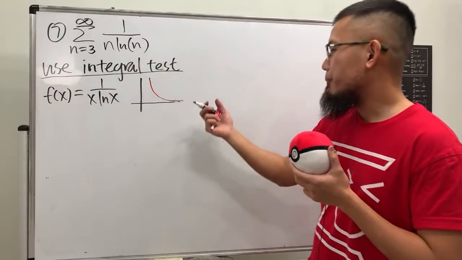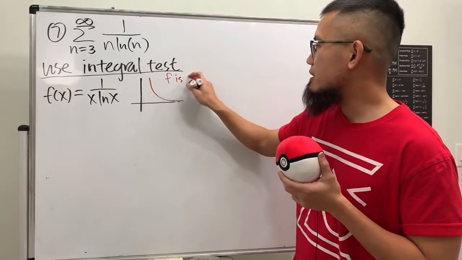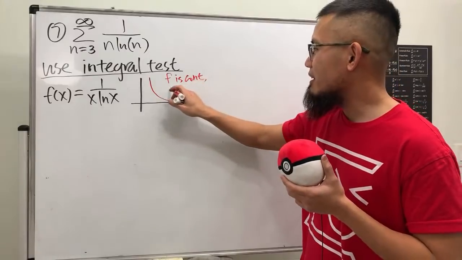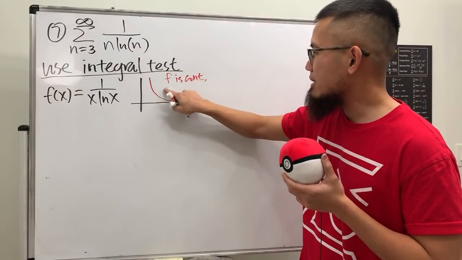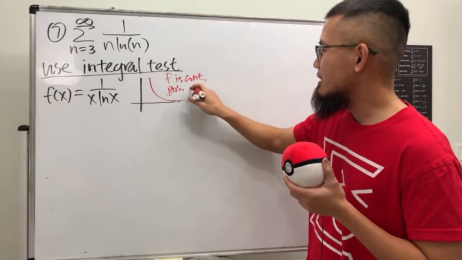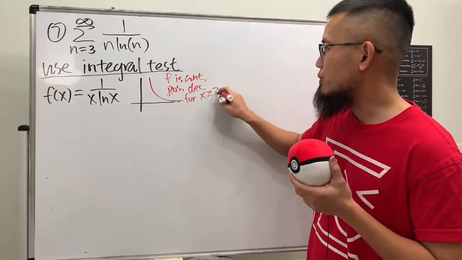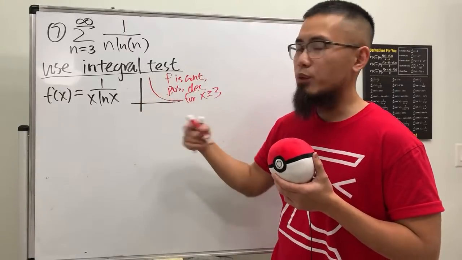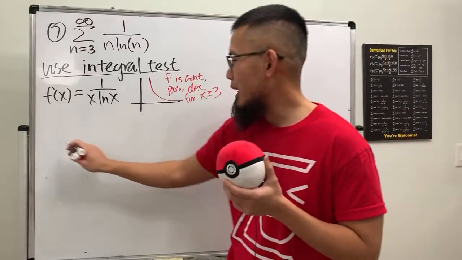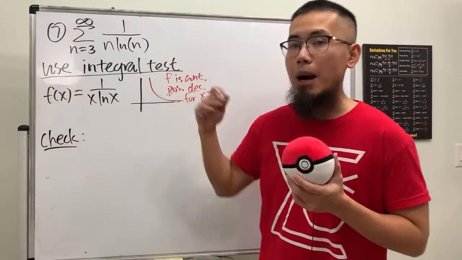All right, so once you have the graph, please mention that f satisfies the 3 conditions. The first one is that f is continuous. The second thing is that f is positive. And then the third condition is f is decreasing, right? For x greater than or equal to 3. This right here is at 1, but we don't care. Anyway, just go ahead and provide this. That's all. And now all we have to do is go ahead and check the corresponding improper integral.